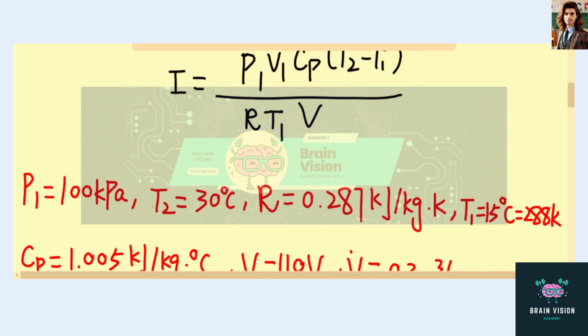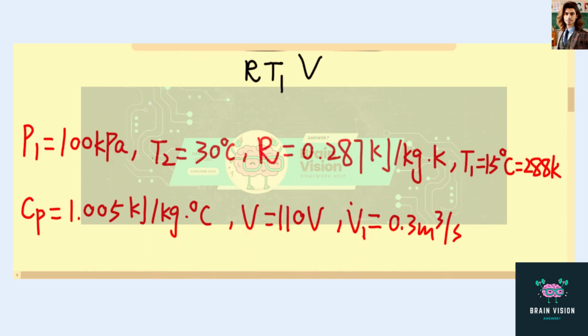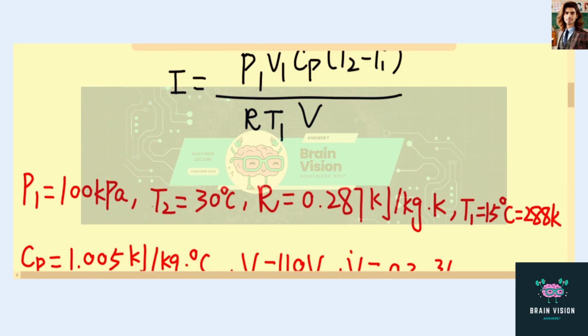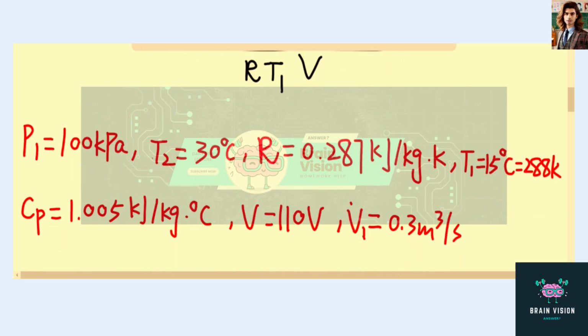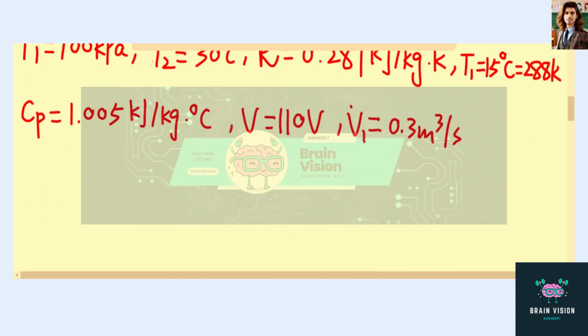So we know the initial pressure, or the inlet pressure, is given as 100 kilopascal. The final temperature is 30 degrees Celsius. The gas constant for the air is 0.287 kilojoule per kilogram times Kelvin. The initial temperature is 15 degrees Celsius, which is 288 Kelvin. We know the specific heat at constant pressure for the air is equal to 1.005 kilojoule per kilogram times degrees Celsius. And the potential is given as 110 volts, and the volume flow rate is given as 0.3 meter cube per second.